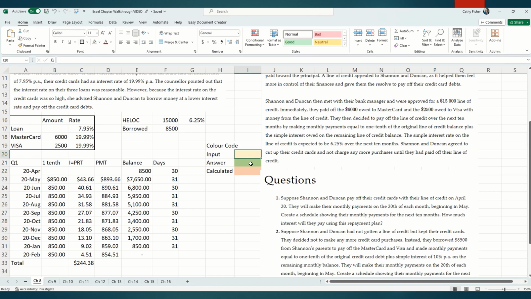All right, so if we start with the input, we'll start with inputs. And I clicked on there, and I want to make it yellow. So our Visa, our MasterCards, those were inputs. Just want to make sure it's the right color. And of course, all of our rates were going to be inputs. We would also put in the amount we borrowed. Oh no, that's calculated. Our interest rate, that's an input. I think that's it.